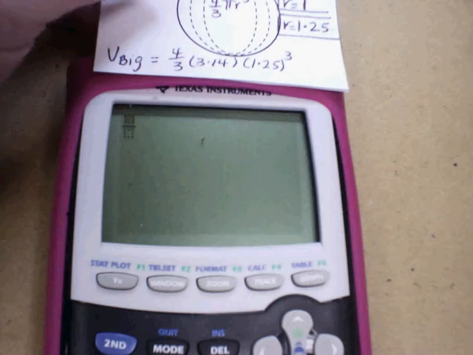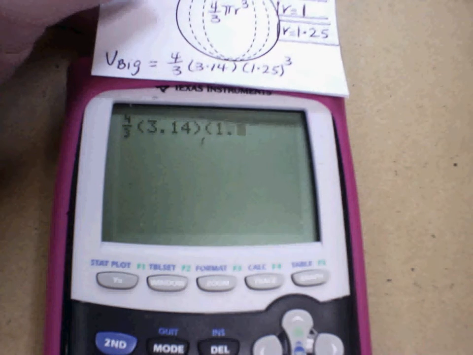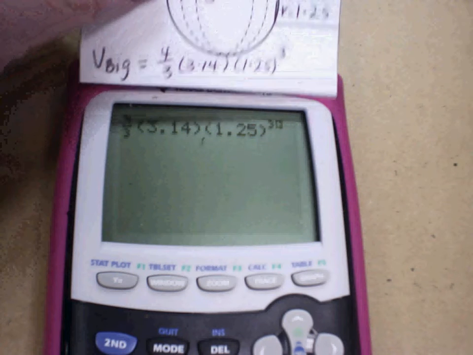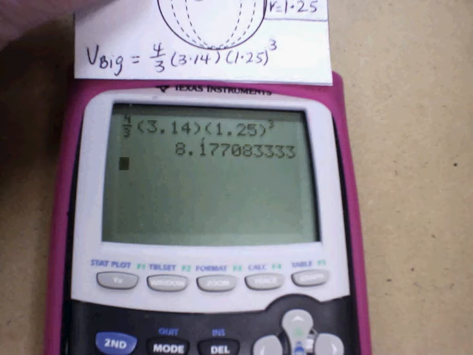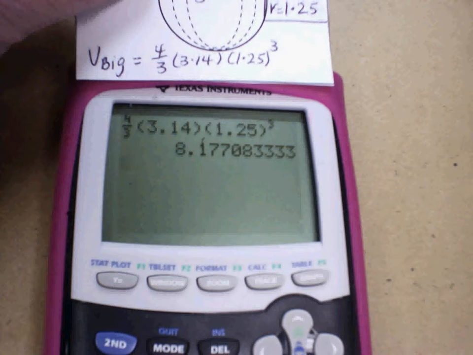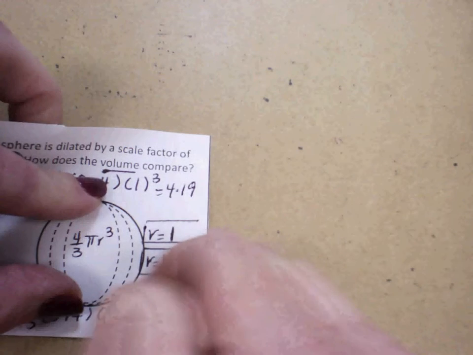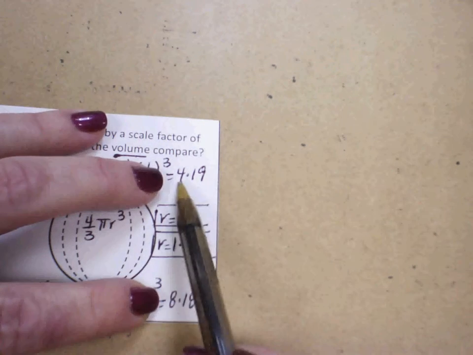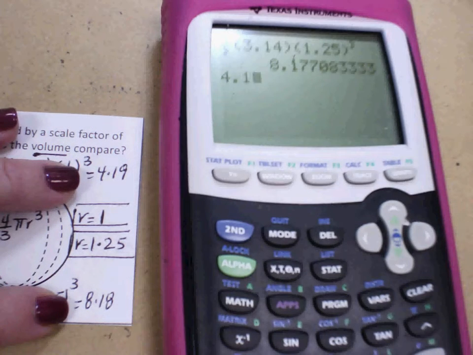All right, let's do the big one. 4 thirds, 3.14, and instead of 1 it's 1.25 cubed. So let's write that. 8.18.